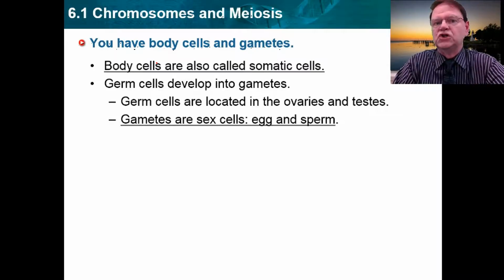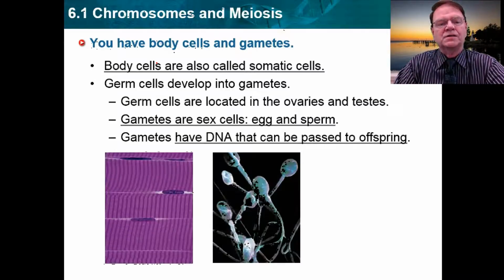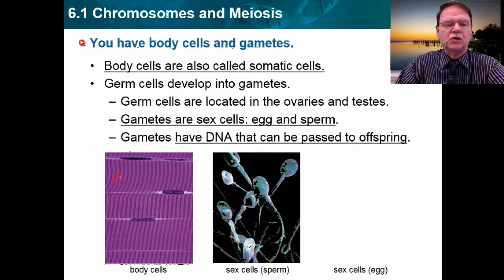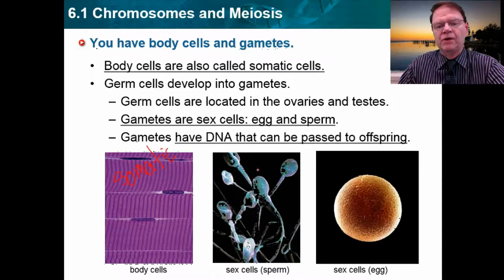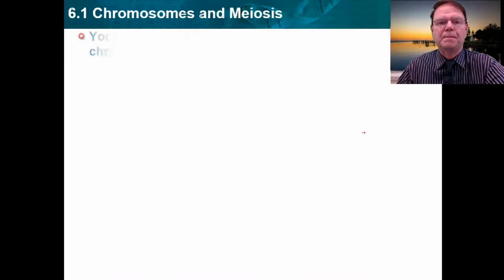Gametes are sex cells, as I showed you before, the egg and the sperm. And gametes have DNA that can be passed on to offspring, which is very different from the setup that we see in somatic cells. For example, the body cells, you see muscle cells that are here. These are somatic cells. But the sperm cells and the egg cells, both of these are considered gametes. So there's a significant difference in how they are used. And again, it's going to lead back to that difference that we see in siblings.